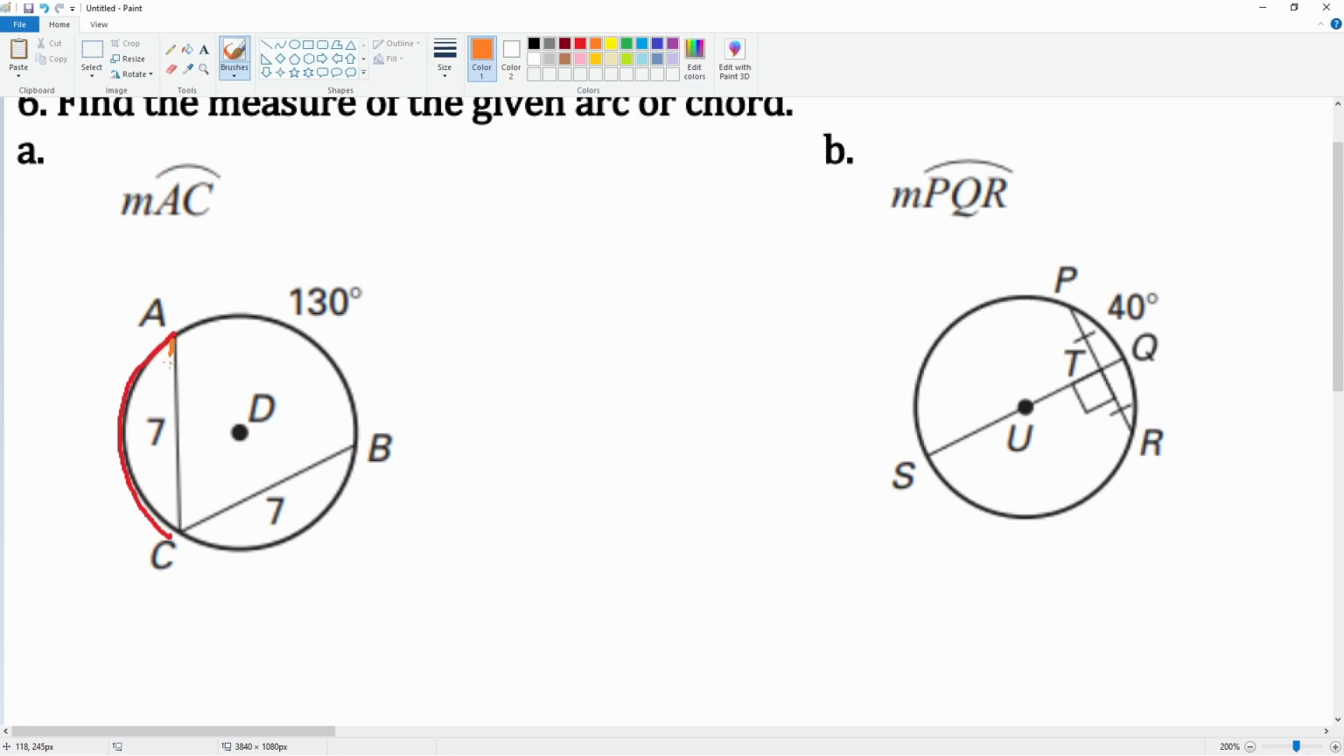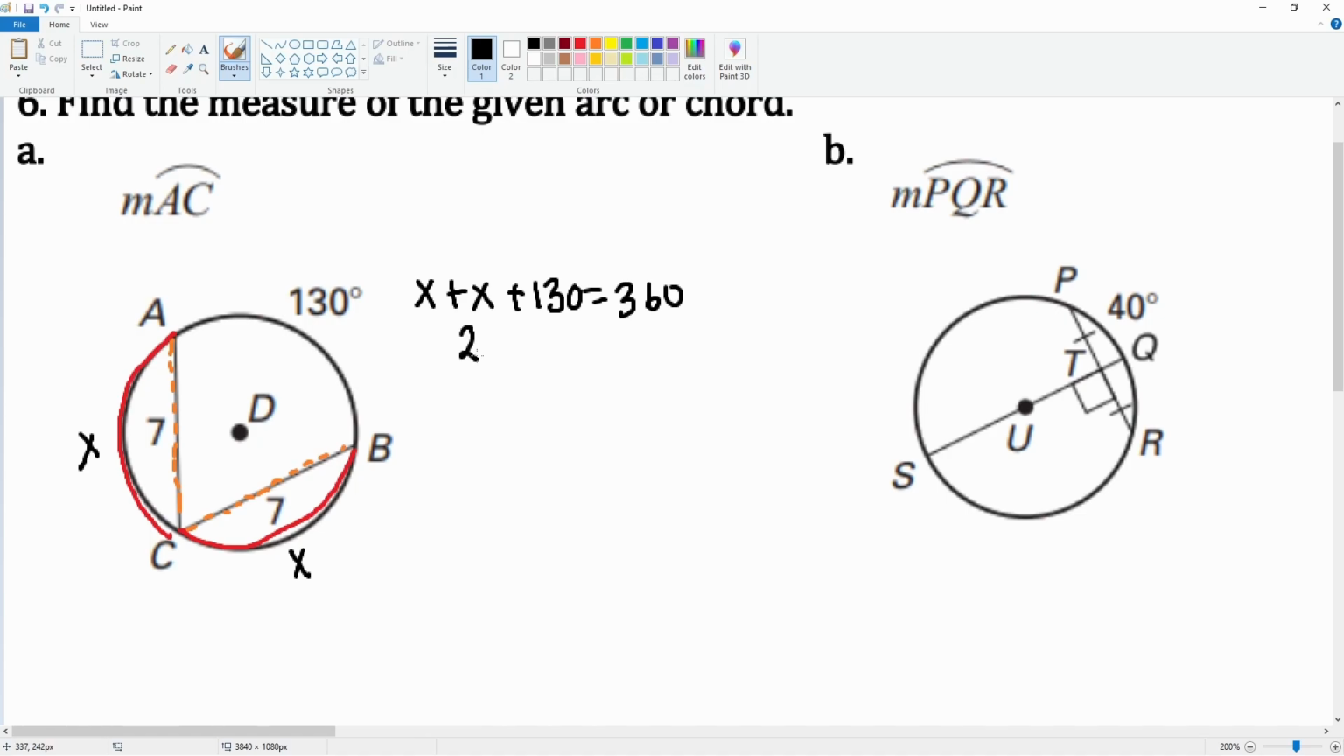Notice that this chord is the same thing as this chord. The fact that the chords are the same means the arc has to be the same. We don't know what the arc is, so I can just write an X here, and I can write the X here. But notice now I can use my sum theorem and figure this out, because I know my total has to be equal to 360. So if I add the arc of X plus the arc of X plus the 130, that should get me my 360. This is my equation now.